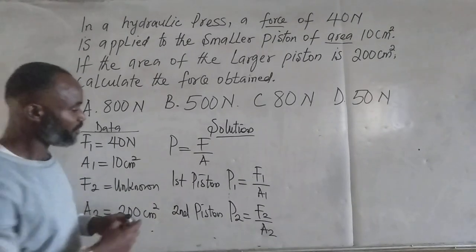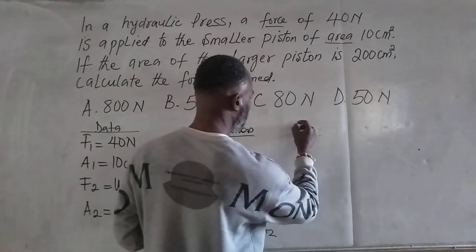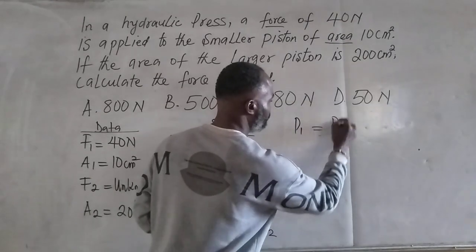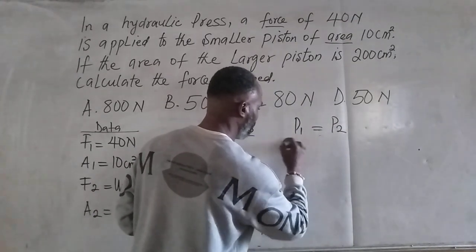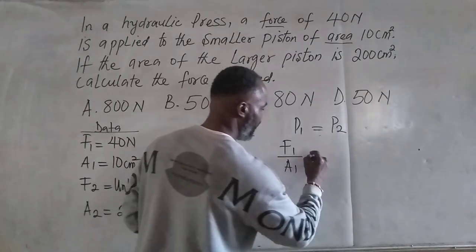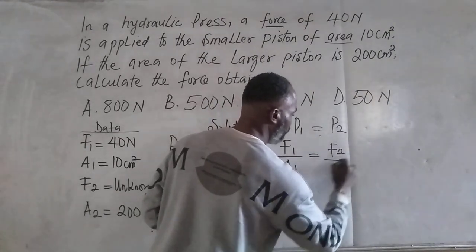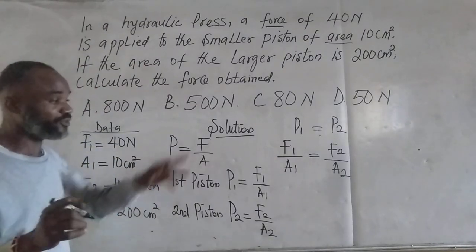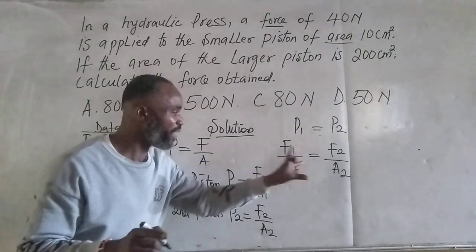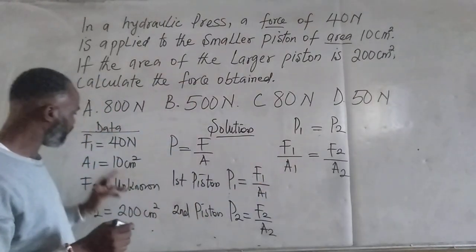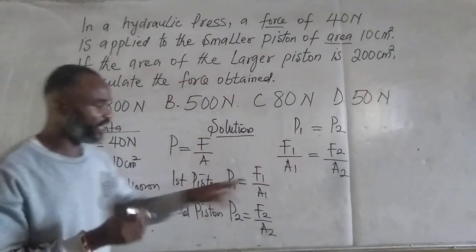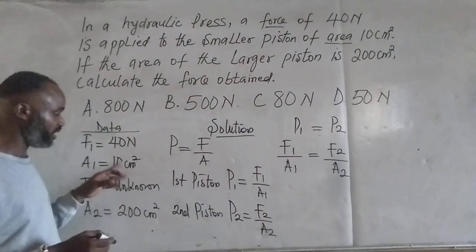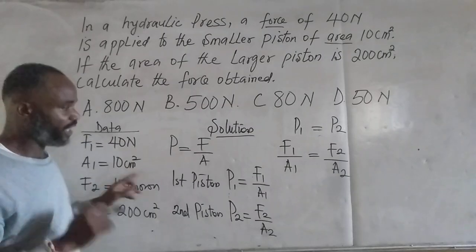Very important. We equate the first piston to the second piston. That means P1 is equal to P2. P1 is F1 all over A1, and P2 is F2 all over A2. The next thing to do is to substitute wisely. Where we have F1, we substitute the value of F1, which is 40. Where we have A1, we substitute 10 cm squared, but we don't need this unit now.